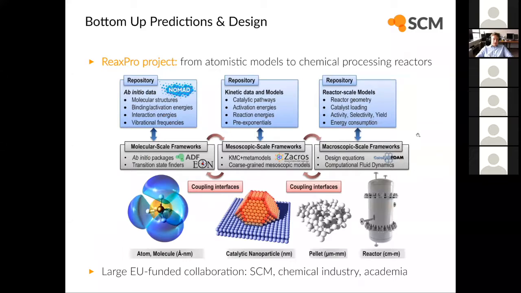Things like that are then the focus of a recent project of SCM called ReXPro, where the aim is to start from quantum chemical calculations, DFT results on the left side here, and then, for example, to calculate transition states, activation barriers, and reaction rates, to feed that knowledge over into mesoscale models, say kinetic Monte Carlo, in order to study the population of different species, for example. And then this can be transferred over as input or as parameters to a computational fluid dynamics model.